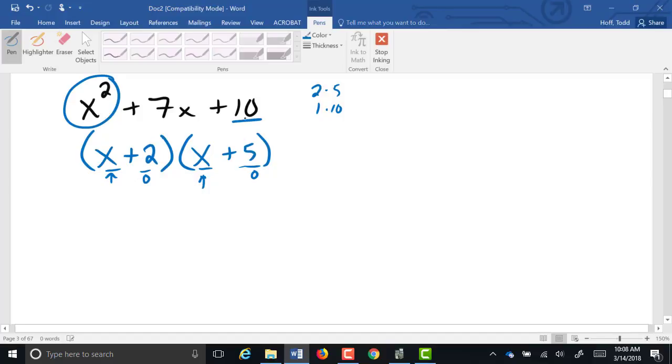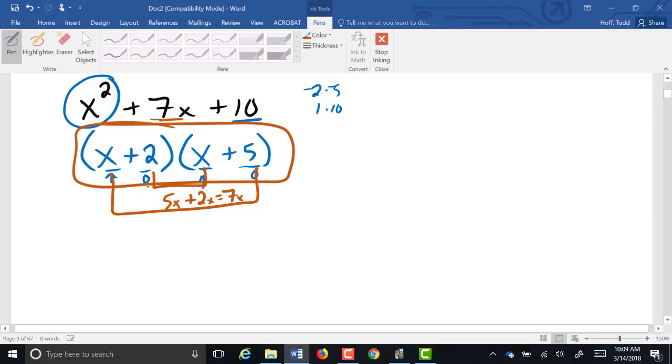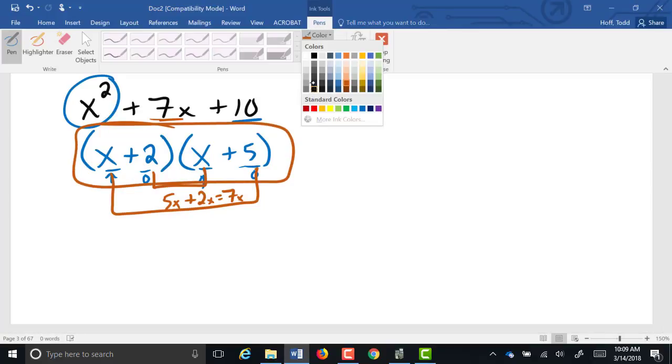2 back there. Now there is another alternative. It could have been a negative 2 times a negative 5 would make a positive 10. We'll look at that option in a little while. To see if that's the right option, let's double check. X times 5 is 5x. On the inside, 2 times x, 2x, which adds up to 7x, which is what we want. So that's it. X plus 2 times x plus 5 is the factoring of that.